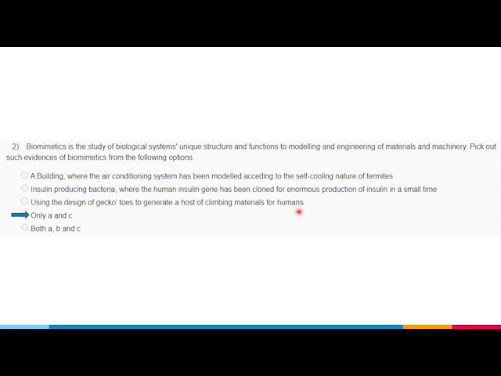Okay. Can anyone try and answer why it is not B? B is not considered a biomimetics example: insulin producing bacteria in which the human insulin gene is being cloned for enormous production of insulin in a small time. Does anyone want to try and answer this? You can type in the chat or unmute yourself and answer. Why is insulin producing bacteria, which is something that we use, recombinant insulin, or human insulin as we call it, not an example of biomimetics?